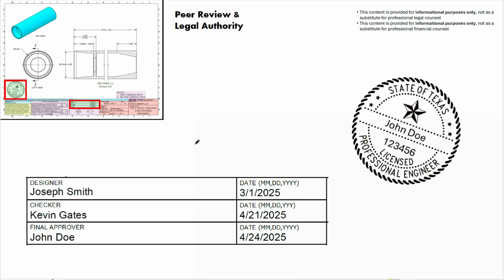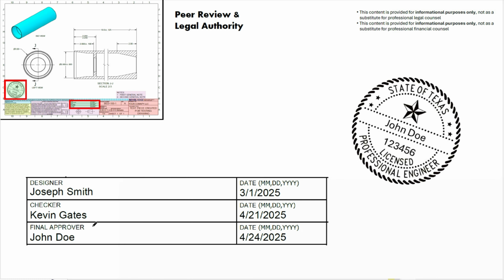Here we're talking about the green highlighted section of the engineering drawing title block and drawing surface, and this is about peer review and legal authority. So every engineering design has inherent risk to it. It poses maybe physical or chemical risk to the user, and you want to make sure that the design has been reviewed by multiple competent people to catch any mistakes before sending it to production.